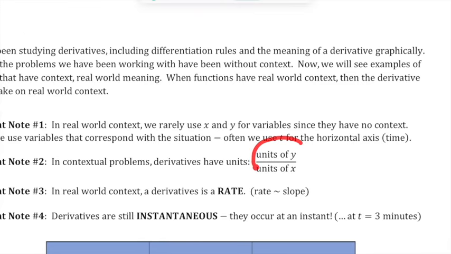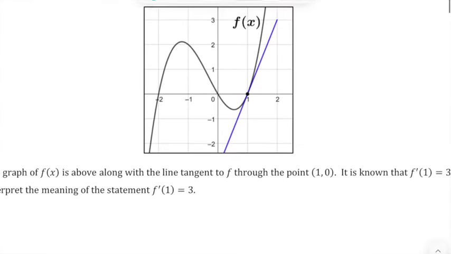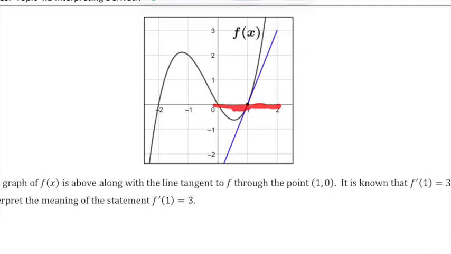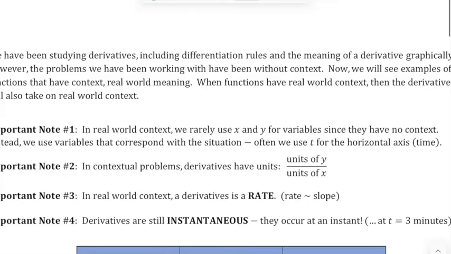The derivatives right here are the units of y over the units of x. So for example, if you have gallons here, and then miles here, your slope would be miles per gallon, because it's the y, miles, over the x, which is gallons. So miles per gallon. Usually it's a rate of some sort. That's what this says. The rate is approximately equal to the slope. And with derivatives, it's always the slope at that particular point.